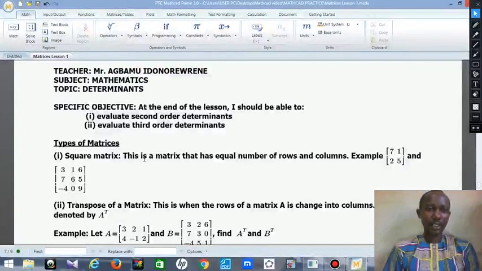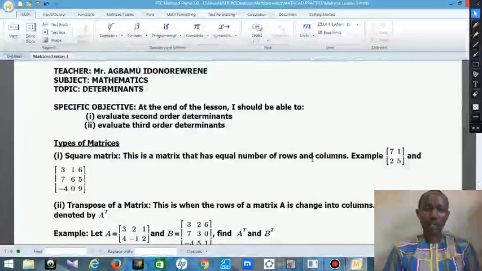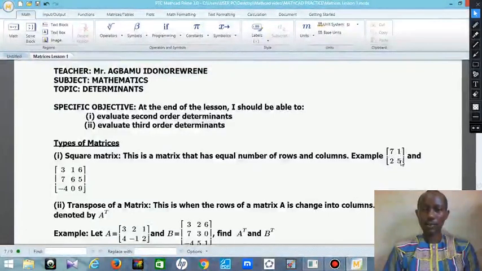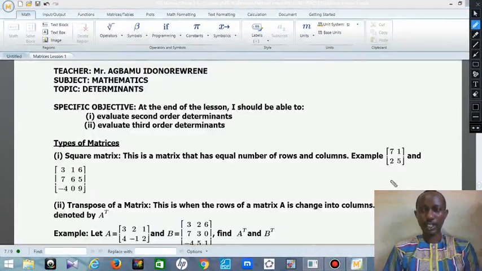A square matrix is a matrix that has an equal number of rows and columns. So when the number of rows is equal to the number of columns, we say the matrix is a square matrix. For example, you see this one, it has two rows, 1, 2, and two columns, 1, 2. So this is a square matrix.